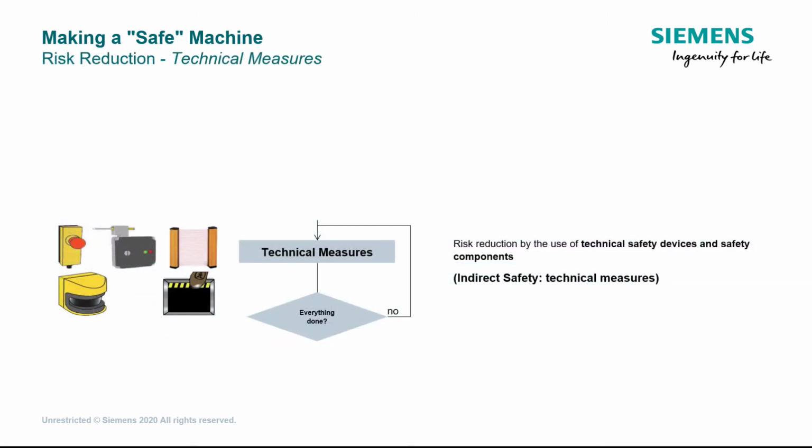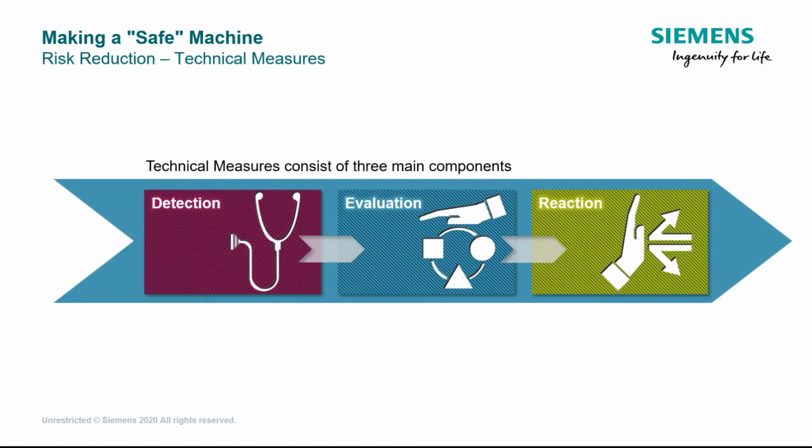So now that we've looked briefly at all three parts that make up the safety process chain, let's take a deeper dive look into the part called technical measures. Again, here is where risk reduction is by the use of technical safety devices and safety components, which is referred to also as indirect safety. When we talk about these safety functions or technical measures, we're really talking about the safety relevant part of the control system, which includes three main components: detection, evaluation, and reaction.